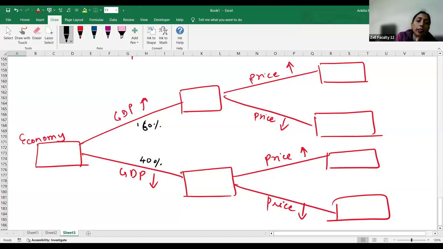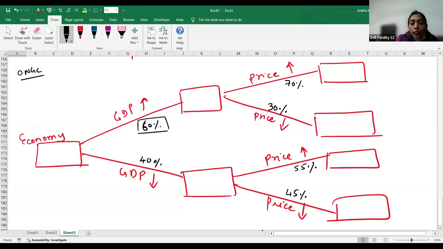Now I tell you that if GDP increases, then the probability that the price of, let's say, ONGC stock will increase is 70%. And the probability that the price of ONGC will decrease will be 30%. But if GDP decreases, then the probability that the price of ONGC will increase is, let's say, 55%, and the probability that the ONGC price will fall is 45%.